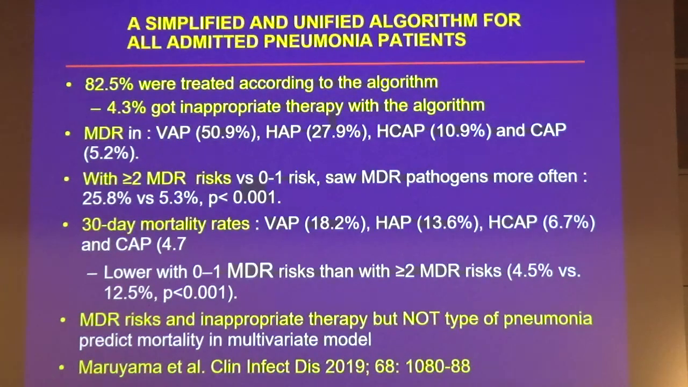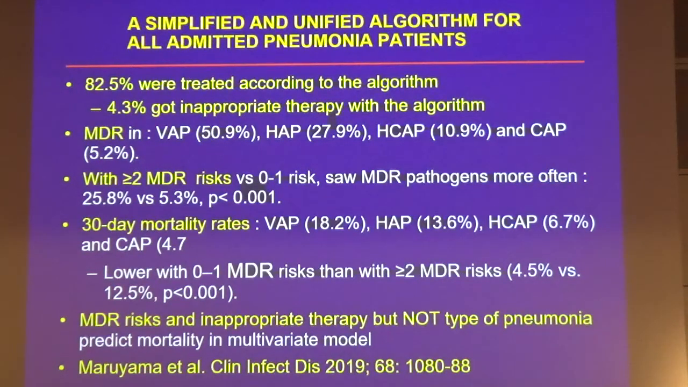When that algorithm was followed in that 82% of patients, only a little over 4% got inappropriate antibiotic therapy. MDR pathogens were present in 50% of the patients with VAP, 27% with HAP, only about 11% with HCAP, and only 5% with CAP, but they were not zero in any group. When patients had at least 2 MDR risk factors, compared to 1 MDR risk factor, then the risk of MDR pathogens was 26% versus 5%.